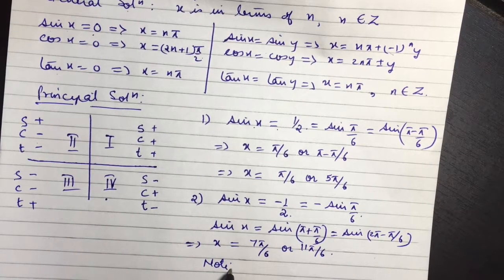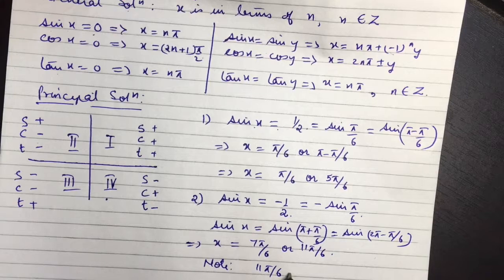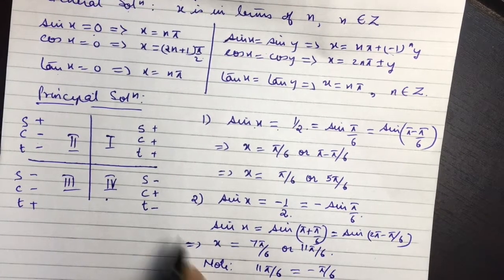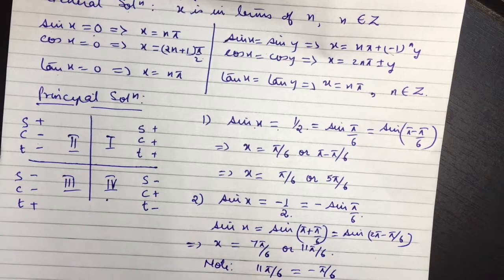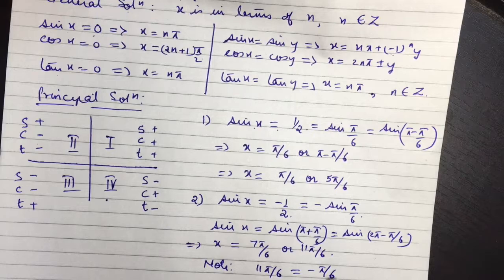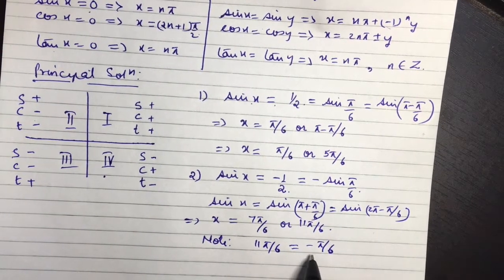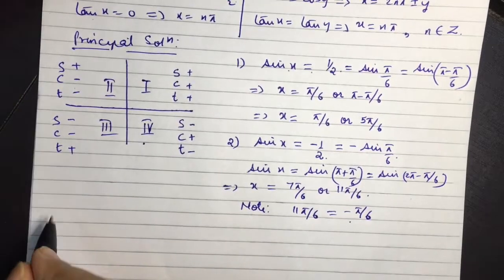Note here 11 pi by 6 can also be written as only minus of pi by 6, because the angle in the fourth quadrant can either be written as 2 pi minus pi by 6 or simply minus pi by 6. So either way you can write this answer or this answer. Now let me take up a value.